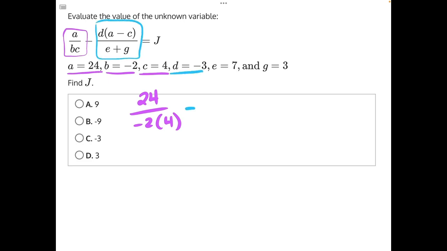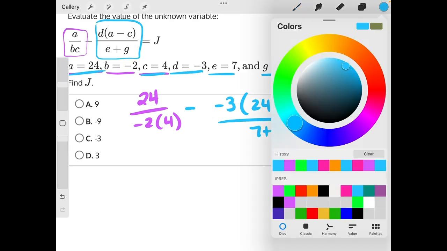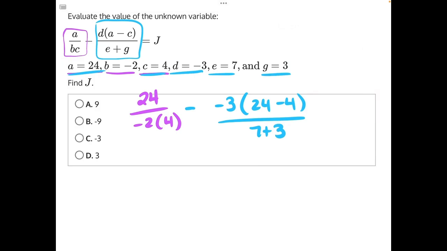We have D times A minus C, so we have negative 3 times 24 minus 4 over E plus G, 7 plus 3. And now we can begin to simplify. Starting with our leftmost fraction, the numerator is as simple as it can get. Our denominator will need to multiply negative 2 times 4, which will give us negative 8.